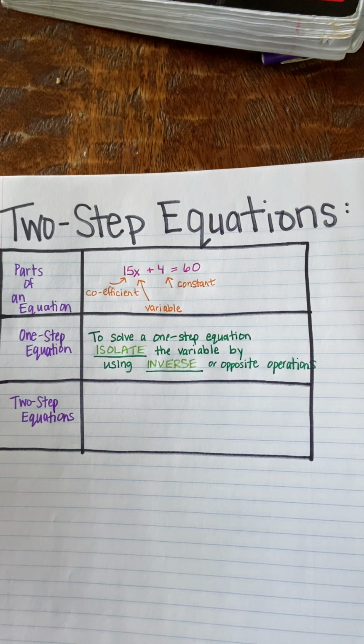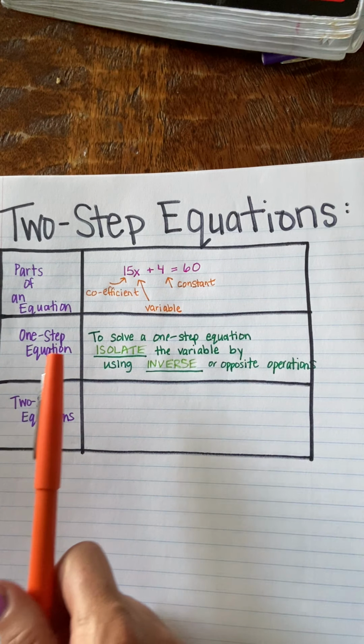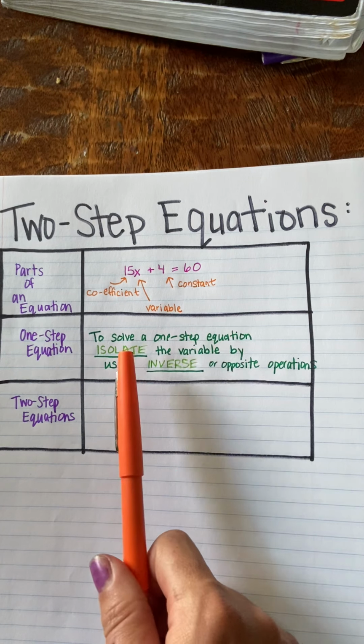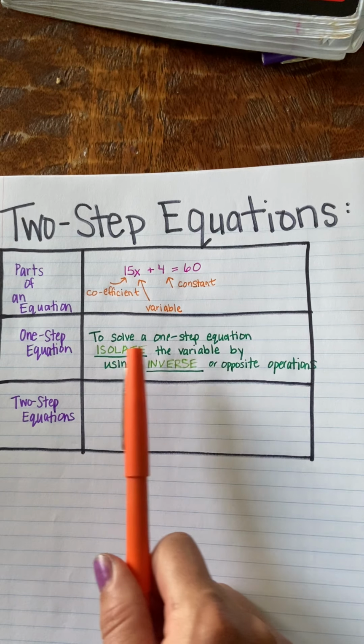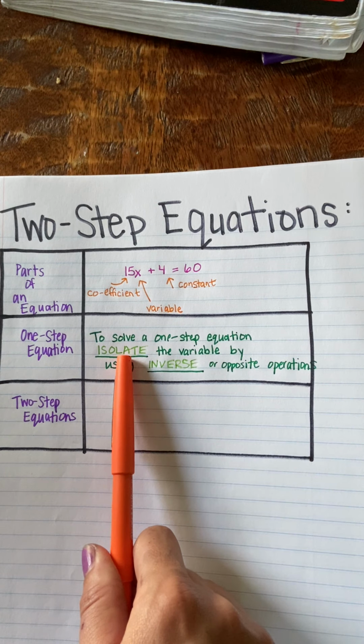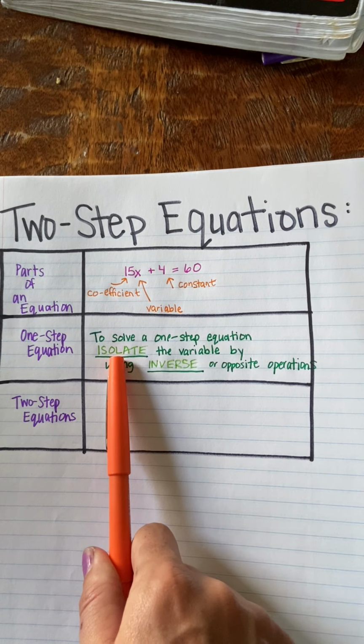So now let's review one-step equations. We talked about inverse operations on Thursday. So to solve a one-step equation, we isolate the variable. That means we get the variable alone. That's another word for this fancy word isolate.